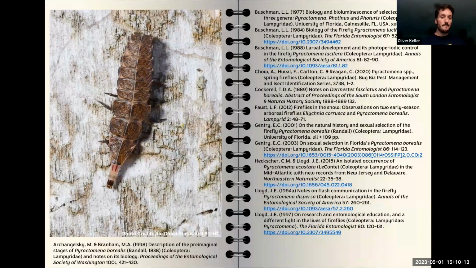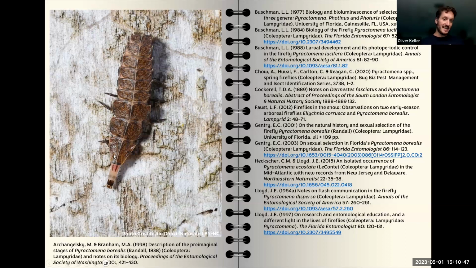Here's the larva of Pyractomena borealis. This is one of the earliest fireflies that comes out in the year. If you look at the larvae, you see these plates on the abdomen. They have this little hook-like shape, right? So just before they pupate, they will go on the bark of trees, and they will use those hooks to hook themselves into the bark, so they're stable and protected during the pupal stage where they can't move.